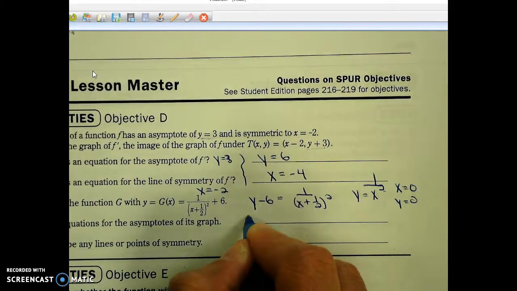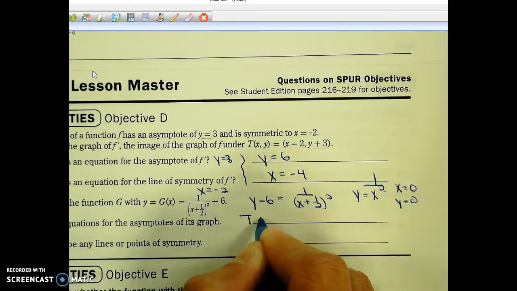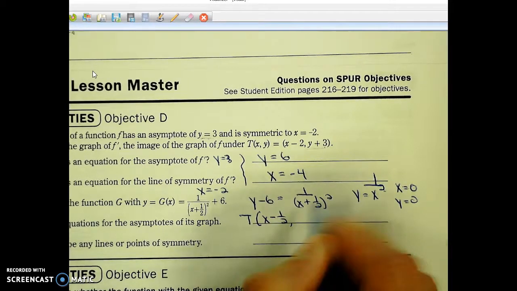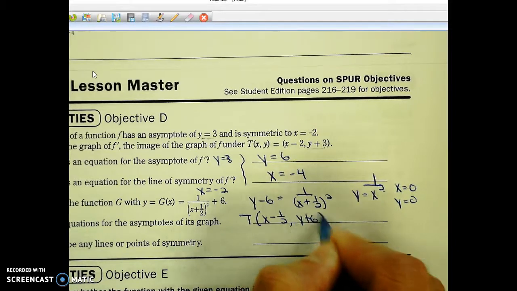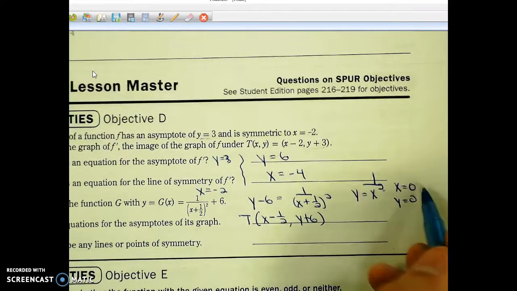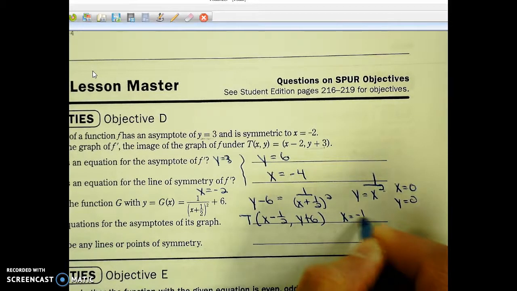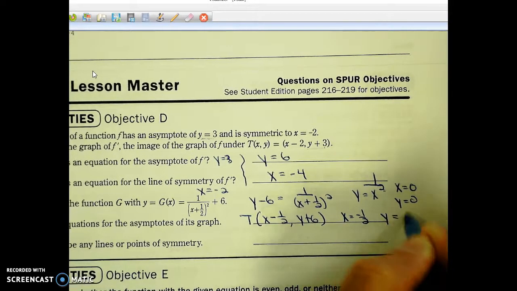So again, I have a translation. I know that because it's a plus, but remember in here it would be a minus 1/2, and in here it would be a y plus 6. So the new equations, there's my old. I'm going to apply that translation rule. I get x is -1/2 and y is equal to 6.